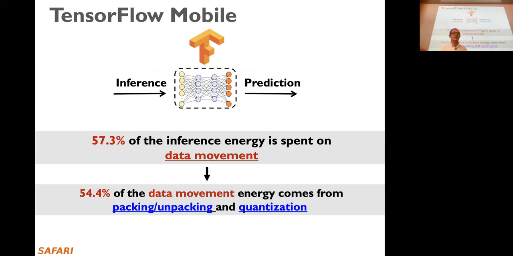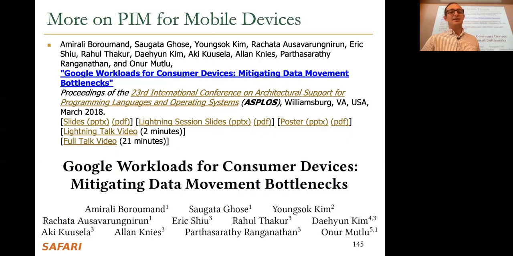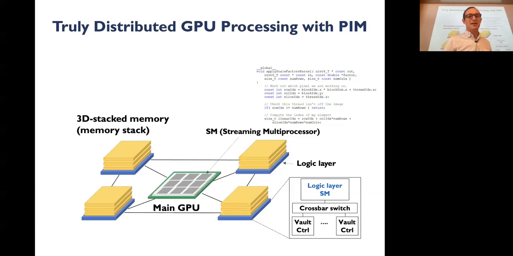In machine learning inference, for example mobile inference, we found that more than 50% of the inference energy is spent on data movement, and 2 functions are responsible for half of that data movement. These functions are really easy to implement: packing, unpacking, and quantization. Very data intensive and not compute intensive. You can see more of these applications and functions inside this paper. Compression and decompression are other examples, and motion estimation in video is another example. I can give you more examples, but we don't have a whole lot of time.